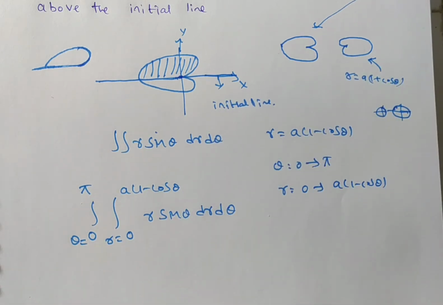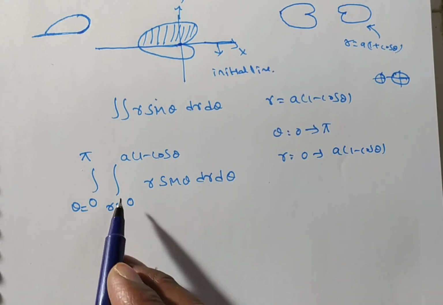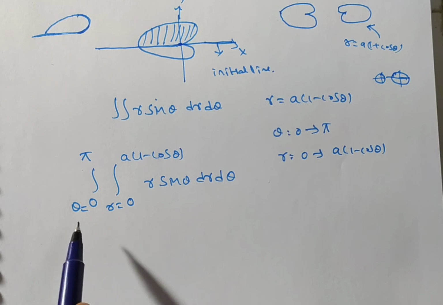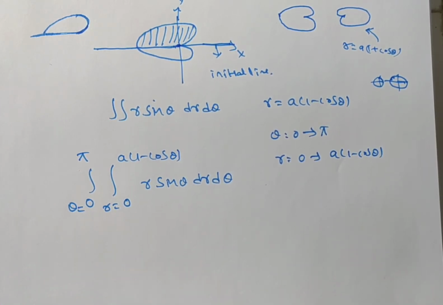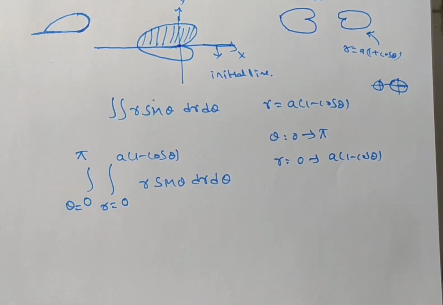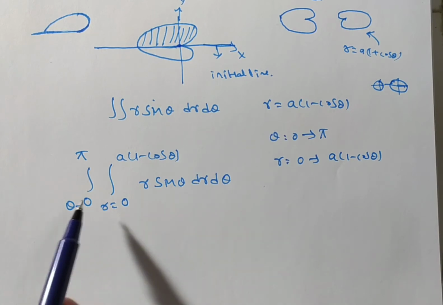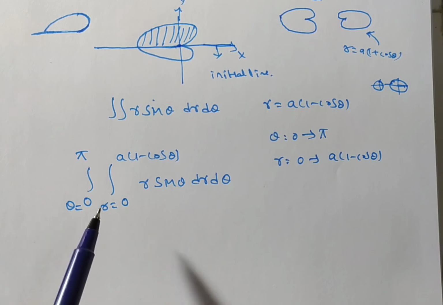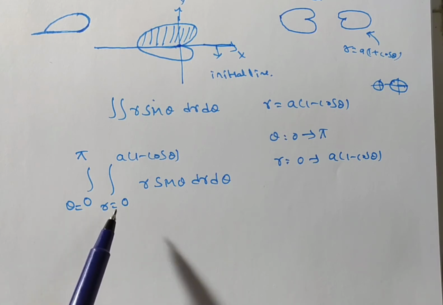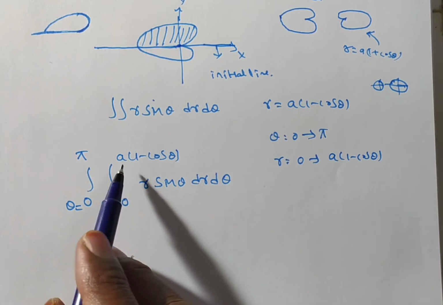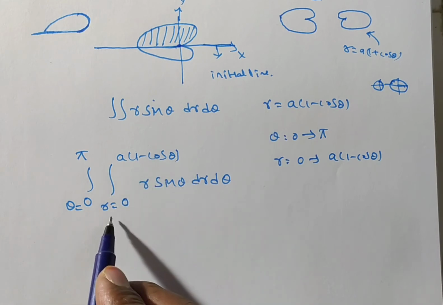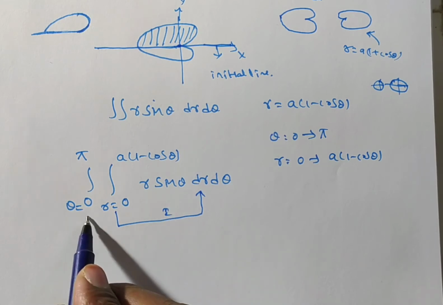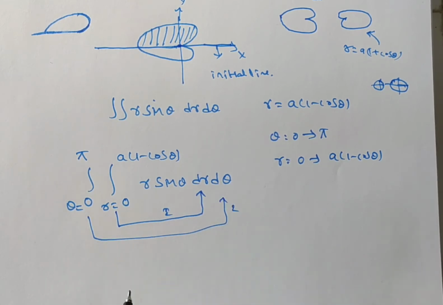Now in this case, first observe that we are doing a double integral. While doing the double integral, we have to observe the limits: whether both are independent, or one is independent and the other is dependent. In this case both are not independent. So we have to verify which is the dependent variable. Here r from 0 to a into 1 minus cos theta means r is the dependent variable. So first we integrate with respect to r, and next we integrate with respect to theta. That's it.